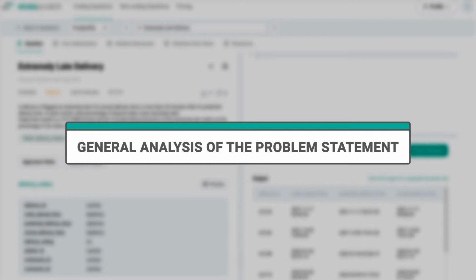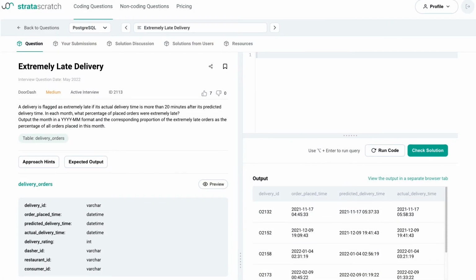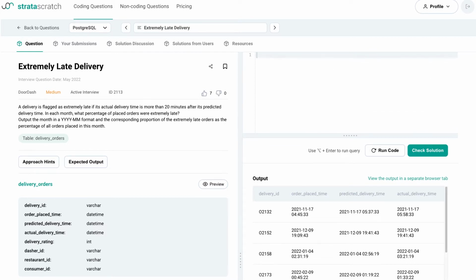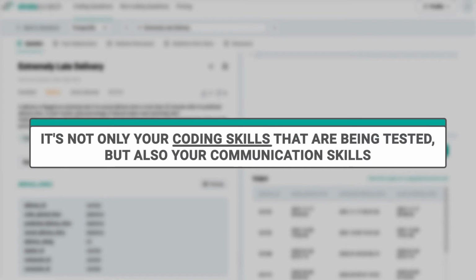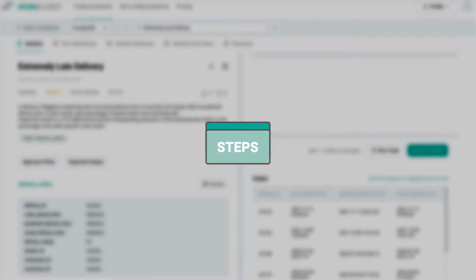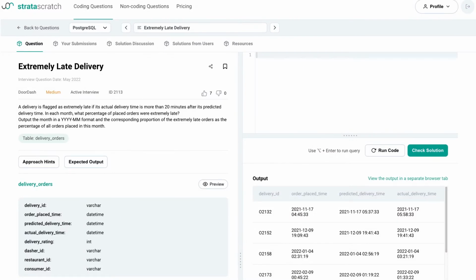Now that you've articulated that to the interviewer, let's start formulating the solution. I highly recommend using a framework because this will help you structure your thoughts and communicate them in a way that the interviewer can follow. This is important because oftentimes it's not only your coding skills that are being tested, but also your communication skills. These are the steps included in our recommended framework for answering data science questions.